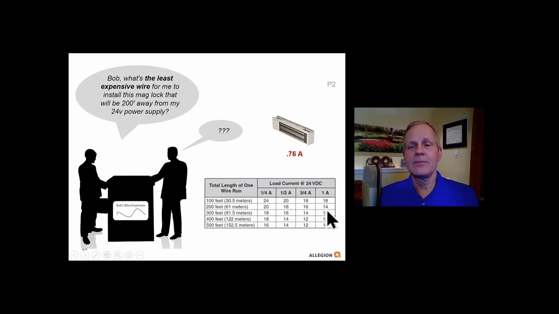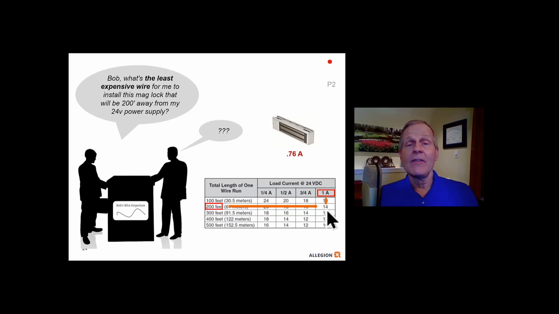All right, so let's see if we can bring this up. So we have to go to 1 amp. We find the 200 feet on the left-hand side of the chart, and then we cross over, bring our fingers together, we can see that we would need 14 gauge wire. So 14 gauge wire is the smallest or least expensive wire that could be used for this installation.